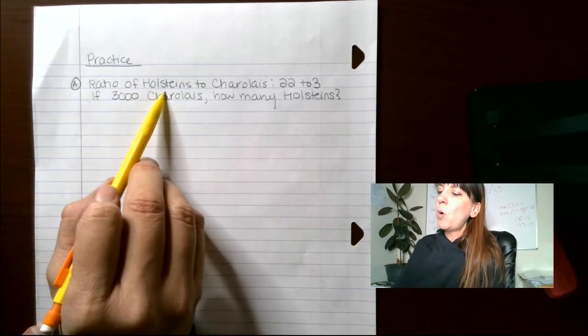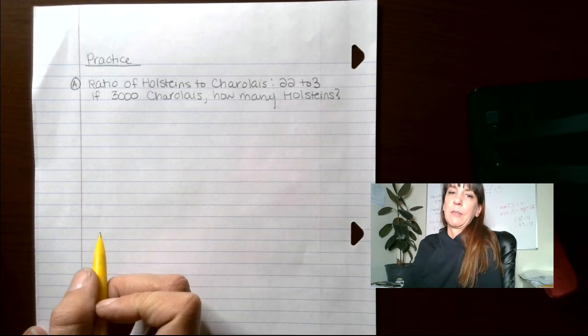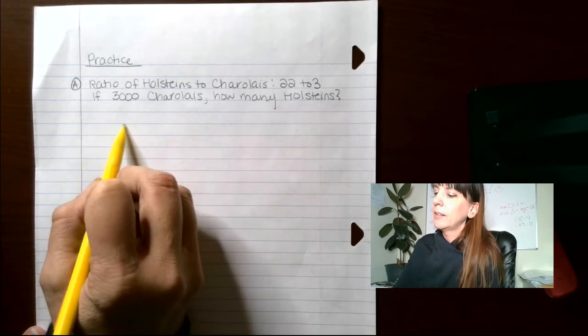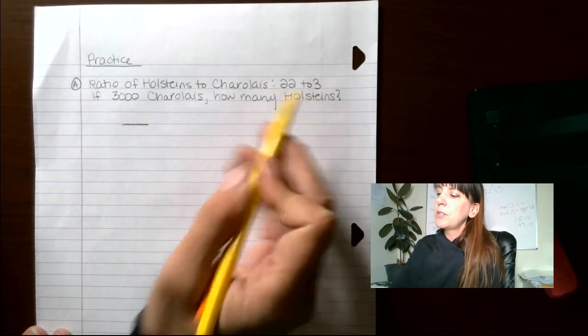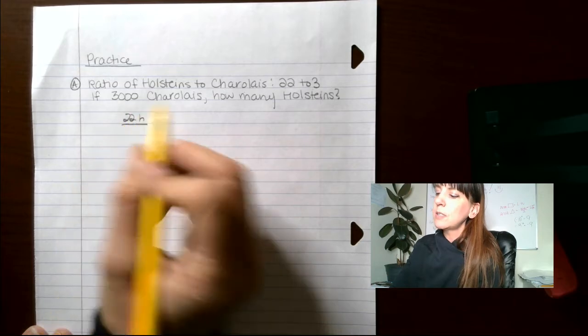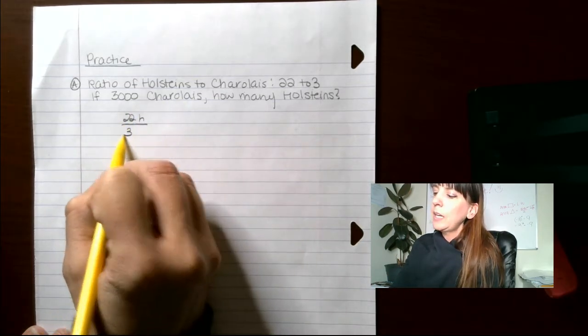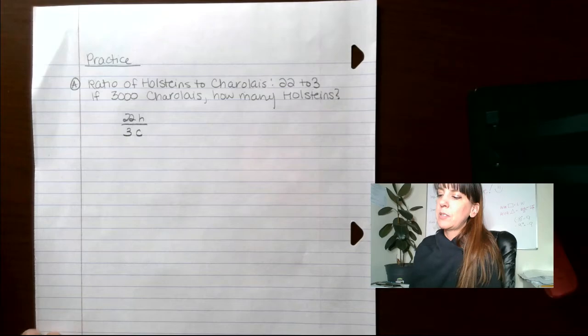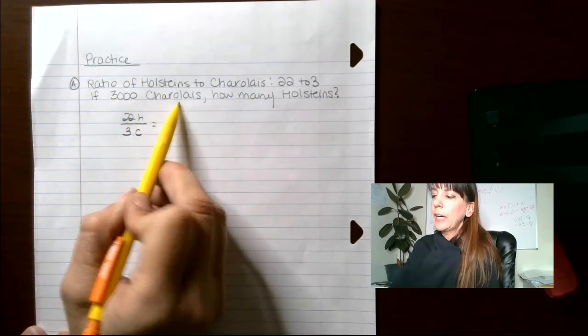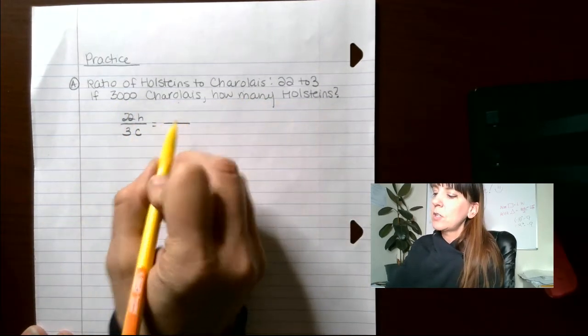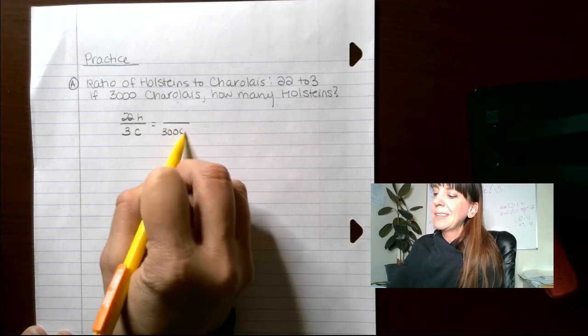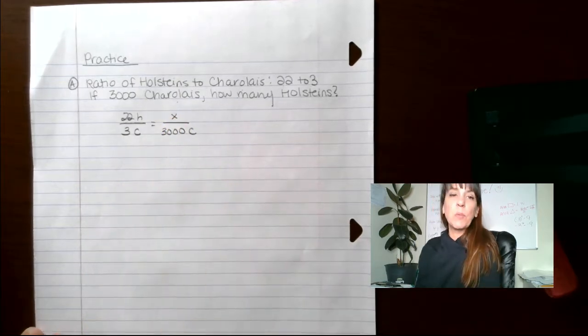All right, the ratio of Holsteins to Charolais, I don't even know how to say that, I'm sorry. It's a cow, I know that, is 22 to 3. So 22 Holsteins to 3 of those other cows. If there are 3,000 of those other cows, how many were Holsteins? So we're going to put that down here, 3,000. X is what we don't know.